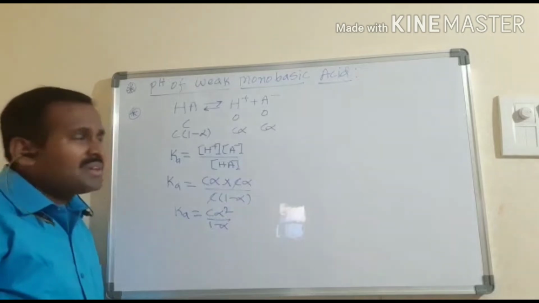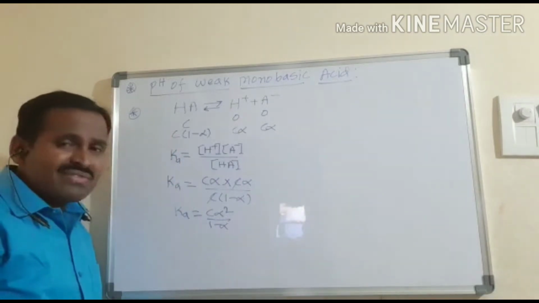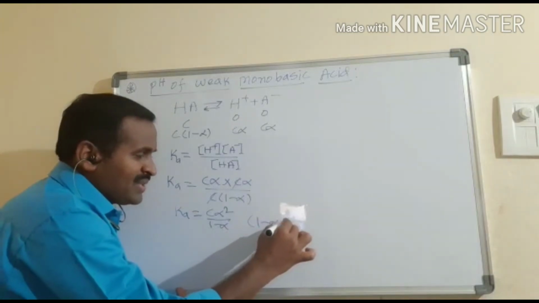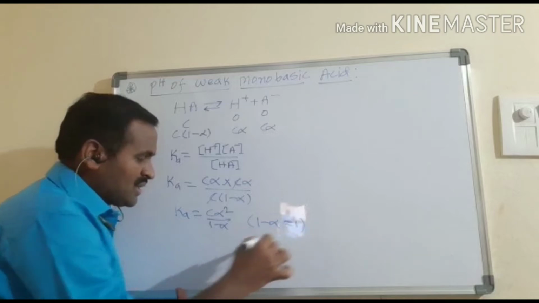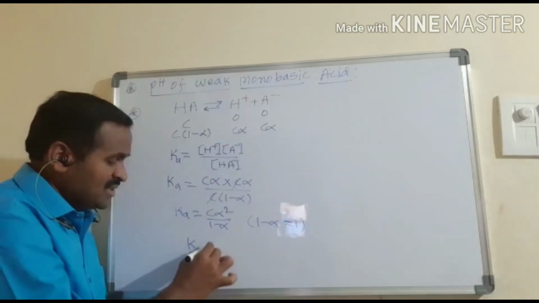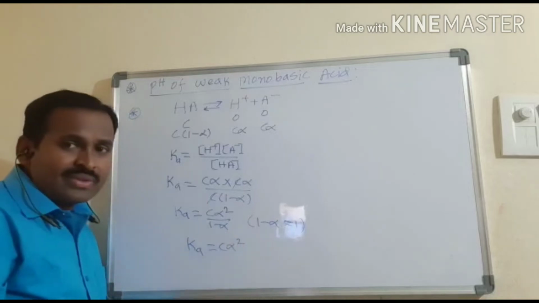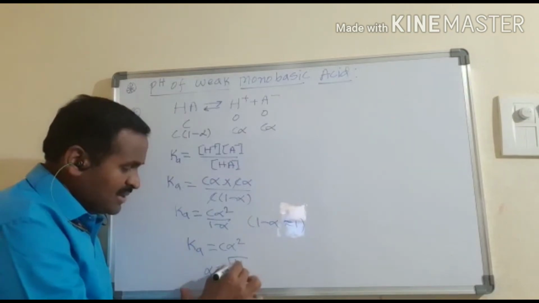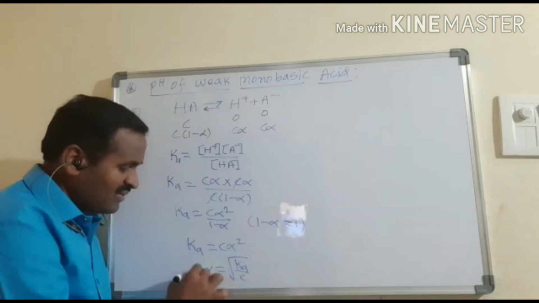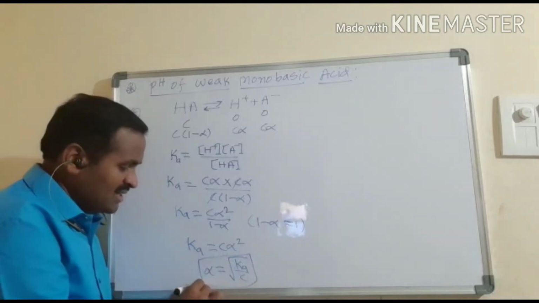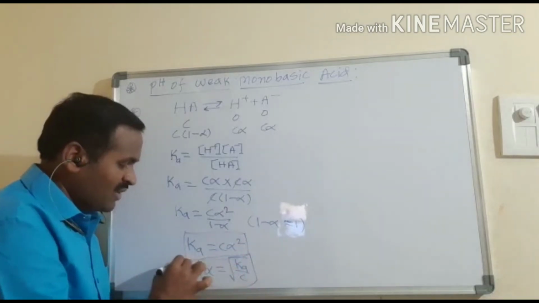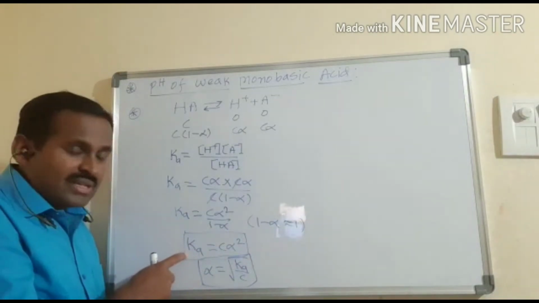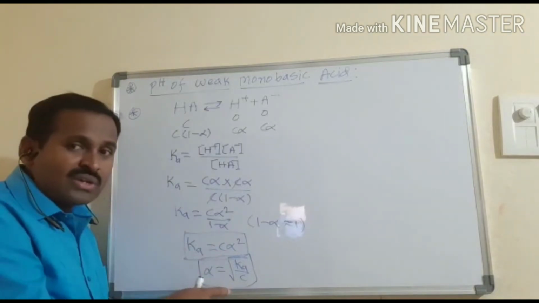For a weak acid, its alpha value is very small, so we can neglect it: 1 minus alpha is nearly equal to 1, so I can write Ka equals C alpha square. From this I can make alpha the subject of the formula: alpha equals square root of Ka divided by C. You can use this as a formula to find the dissociation constant and the degree of ionization. Ka is C alpha square, and alpha is the square root of Ka by C.